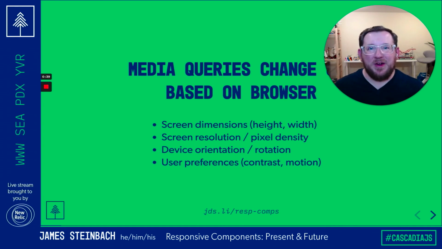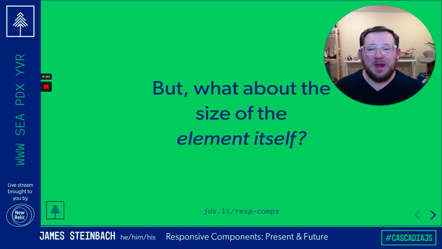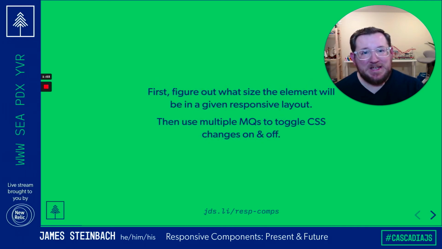Media queries allow us to change our CSS or other code based on something that's true about the browser. That could include the browser's screen dimensions like height or width, its pixel density, how our user is holding or rotating the screen, or even user preferences like contrast or reduced motion. But what about the size of the element itself? What if we want an element's styles to change based on its own size, not the size of the viewport or the entire browser window? What do we do for that?